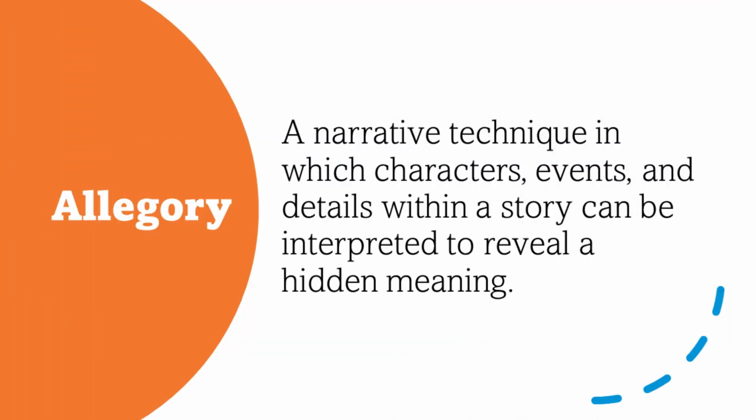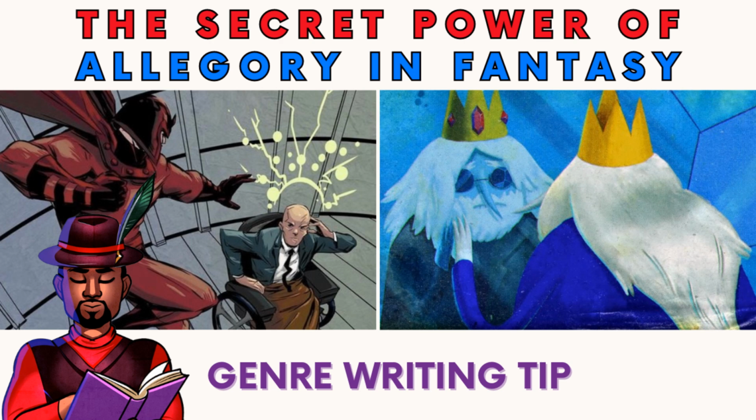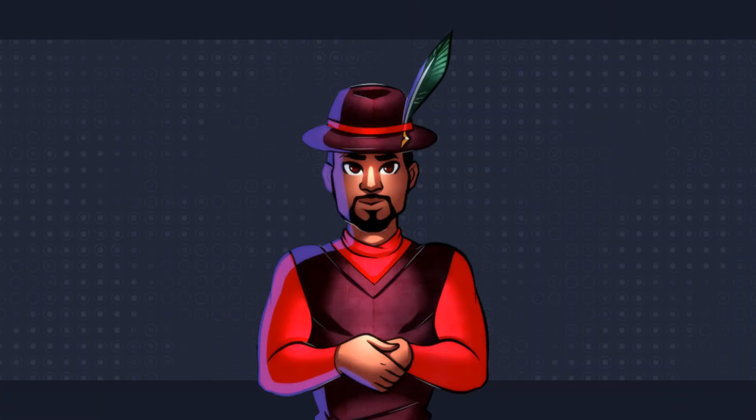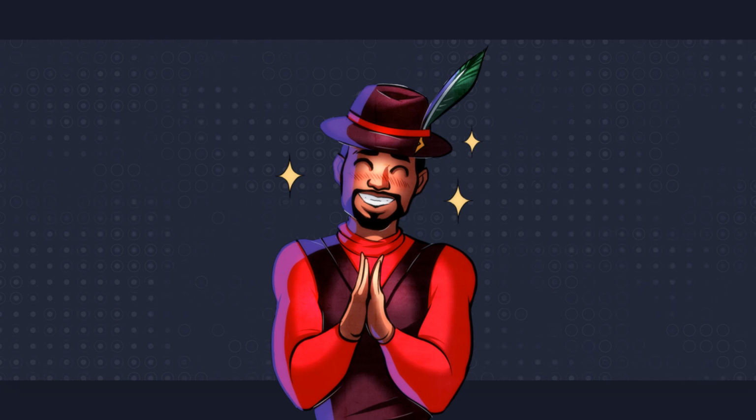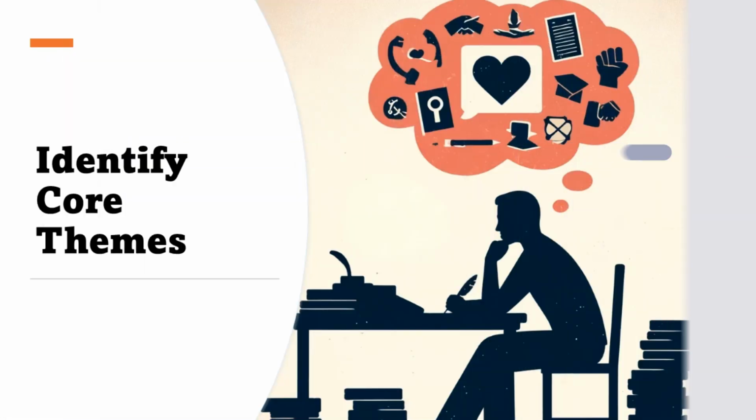Allegory. For those who aren't familiar with allegory, it's a narrative technique in which characters, events, and details within a story can be interpreted to reveal a hidden meaning. I went into its benefits in greater detail in a past video, so if you want to hear more on the why, give that one a look. In this one, we're going to focus on the how. I have 10 suggestions for you to consider when making your own stories, starting with 1.